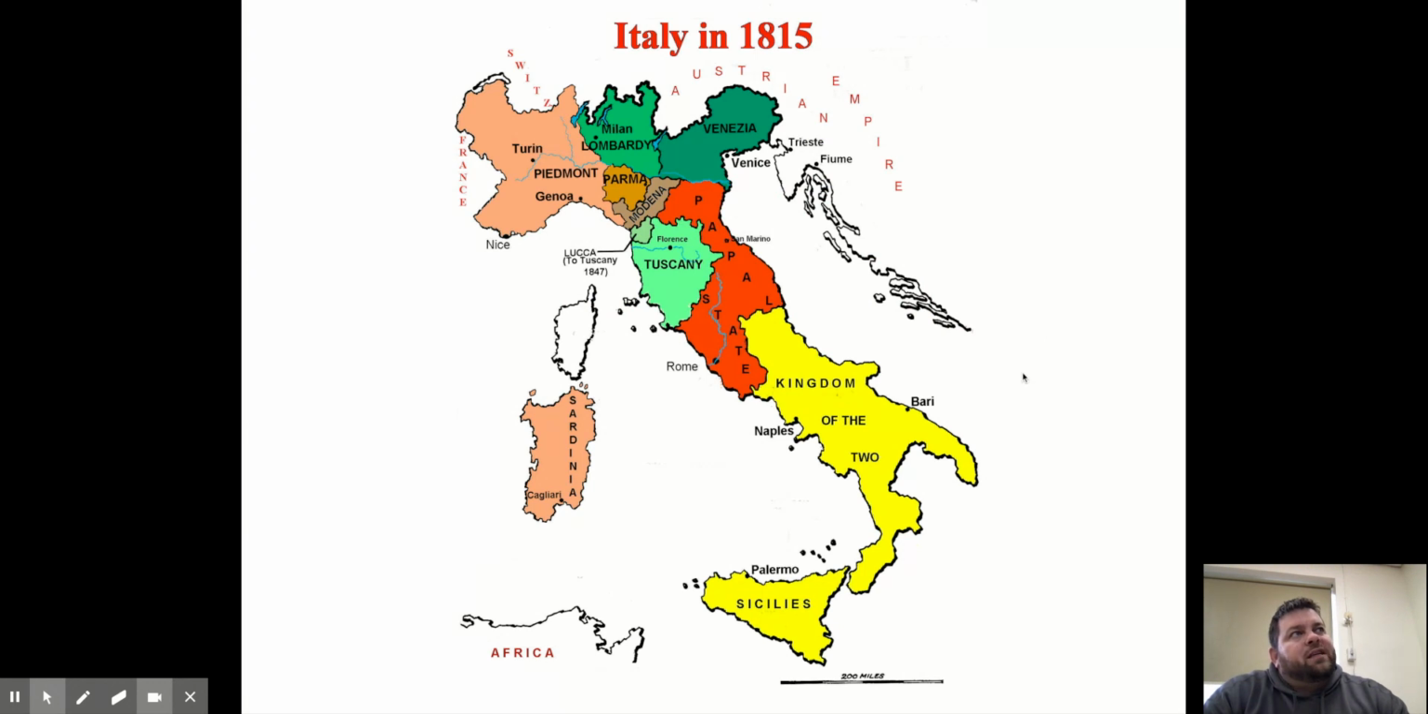So we see before the unification what the map of Italy looks like. This is 1815, just after the fall of Napoleon. You can see the Sicilies, Tuscany, Lombard, Piedmont, etc. All of these kingdoms are individual, but they all have certain things in common, like we mentioned.